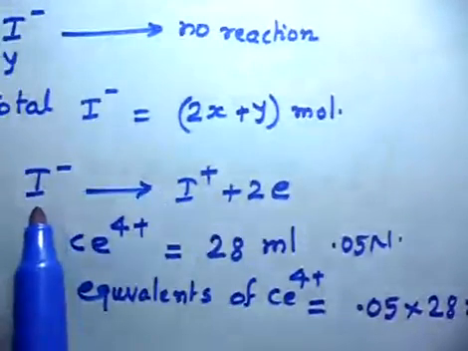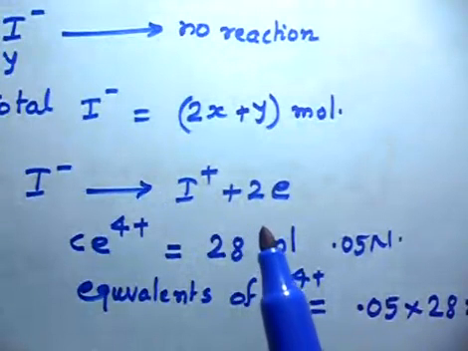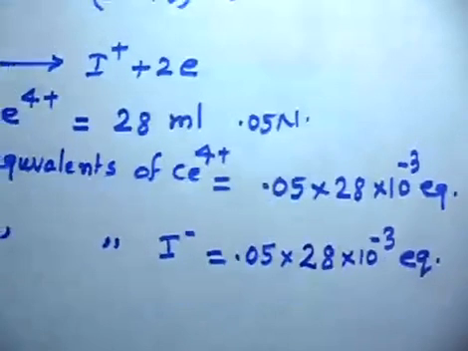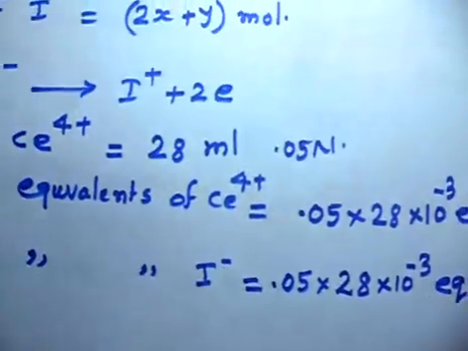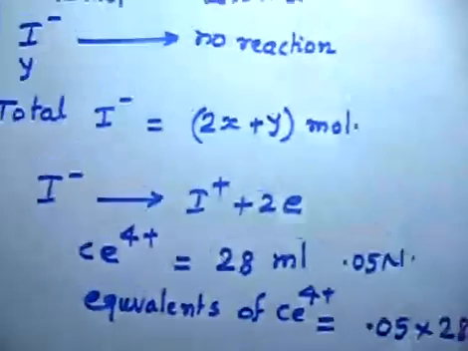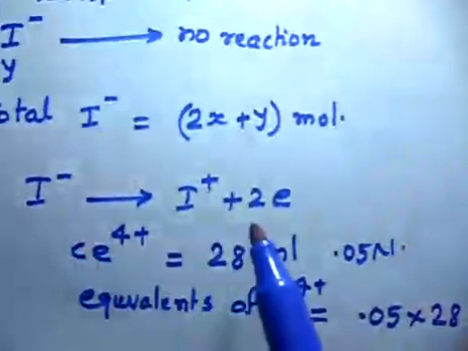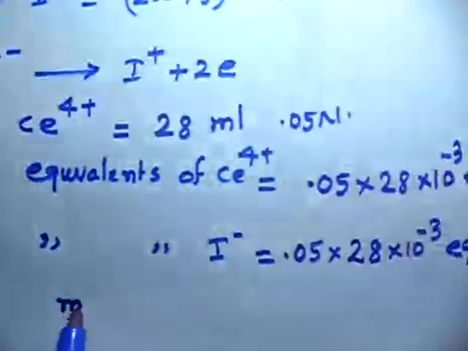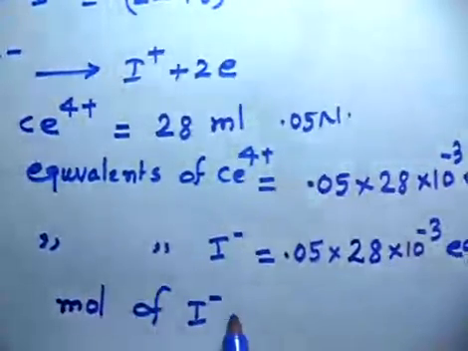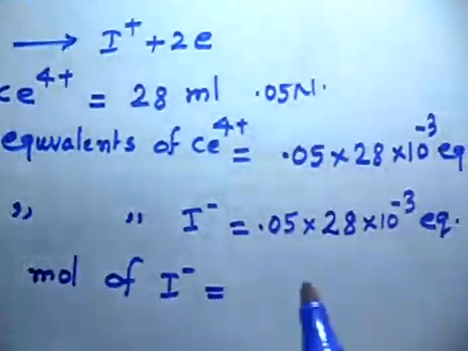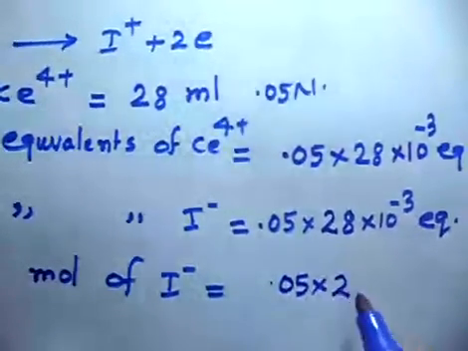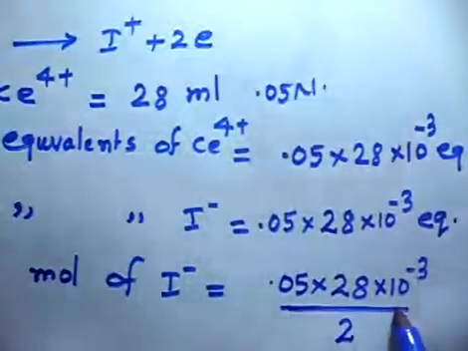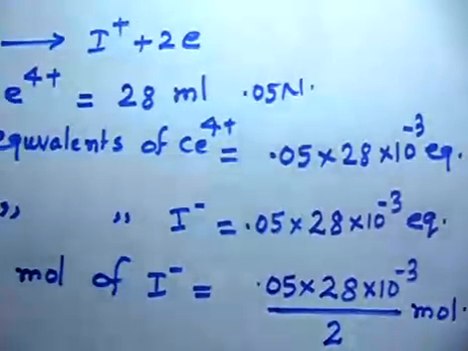In this case, n factor is 2. So how will you find the mole of I minus? In this reaction, the n factor for I minus is 2, because you see here, I minus goes to I plus, so 1 mole of I minus gives up 2 moles of electrons. So n factor is 2. So mole of I minus will be equivalent divided by n factor, so 0.05 into 28 into 10 to the power minus 3, divided by 2, because the n factor in this reaction is 2.